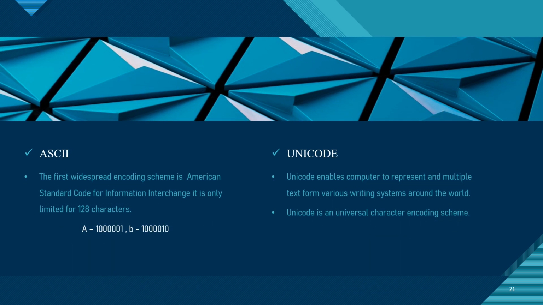The third one is ASCII. Let's see what ASCII is. It is the first widespread encoding scheme, the American Standard Code for Information Interchange. It is limited to only 128 characters.